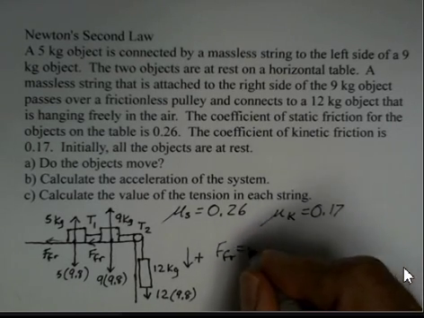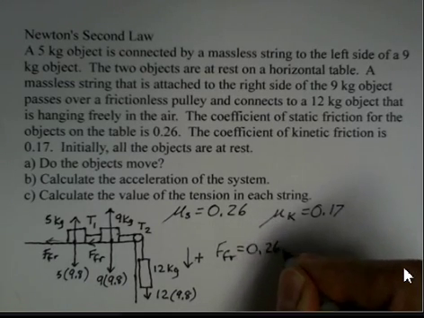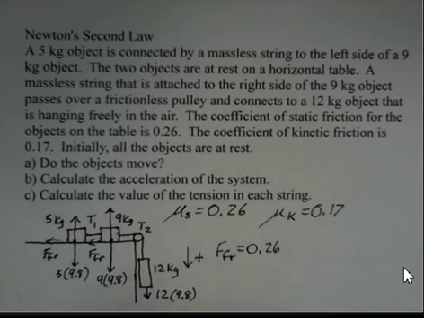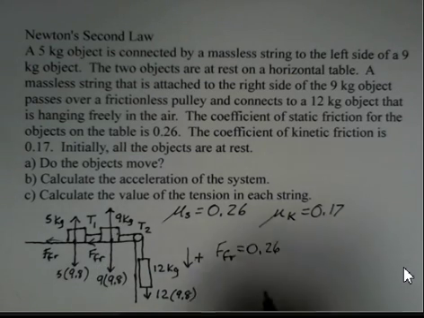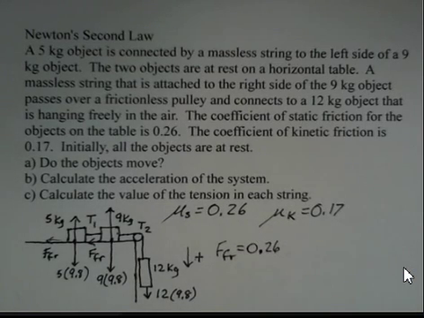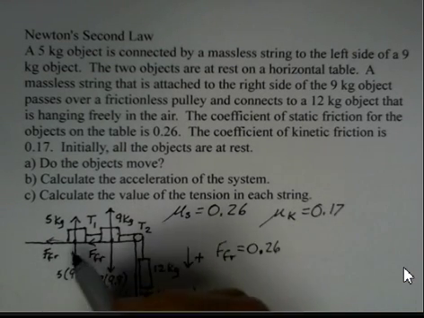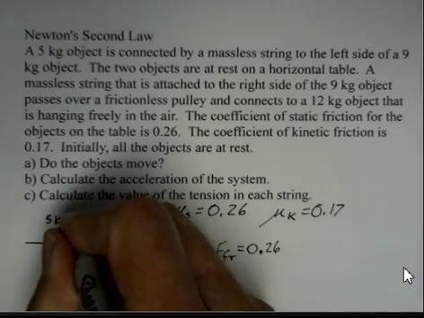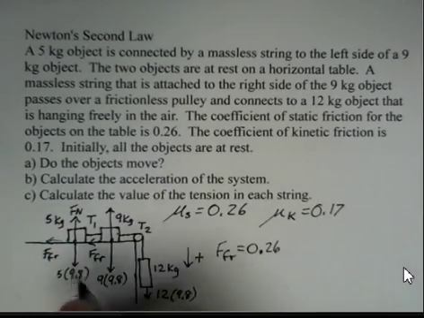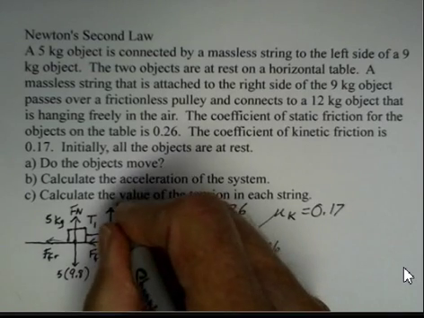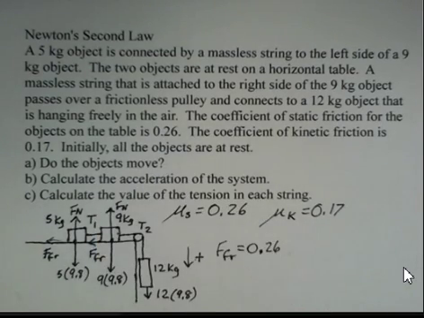To calculate the situation where we're deciding if we're going to move or not, the static coefficient of friction is the one to use, and the system starts at rest. We'll see if it moves or not, but we use the static. We're trying to decide if it will move or not. So we take the coefficient times the normal force. The normal force is the force of contact between the table and the 5 kilogram object, and also the 9 kilogram object has its own normal force.